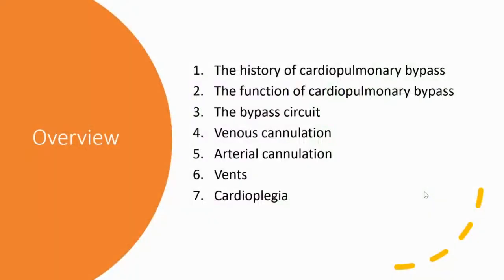So I'm going to talk about the history of cardiopulmonary bypass briefly before describing the function of the circuit itself. I'll then go into venous cannulation, arterial cannulation, venting, and cardioplegia.